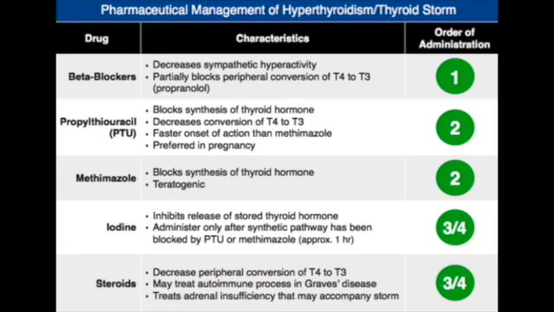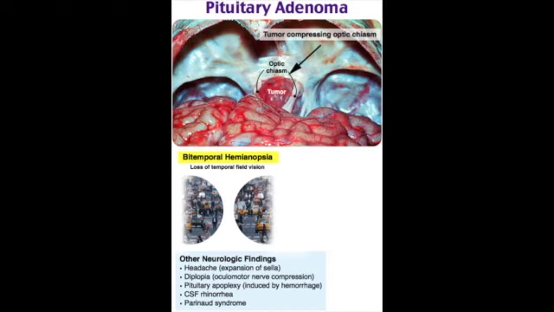TSH-secreting pituitary adenoma. So first, actually, the treatment of Graves' disease is BIG T. So B, beta blockers, I, iodine, G, glucocorticoids, T, thionamides. Next, for TSH-secreting pituitary adenoma.